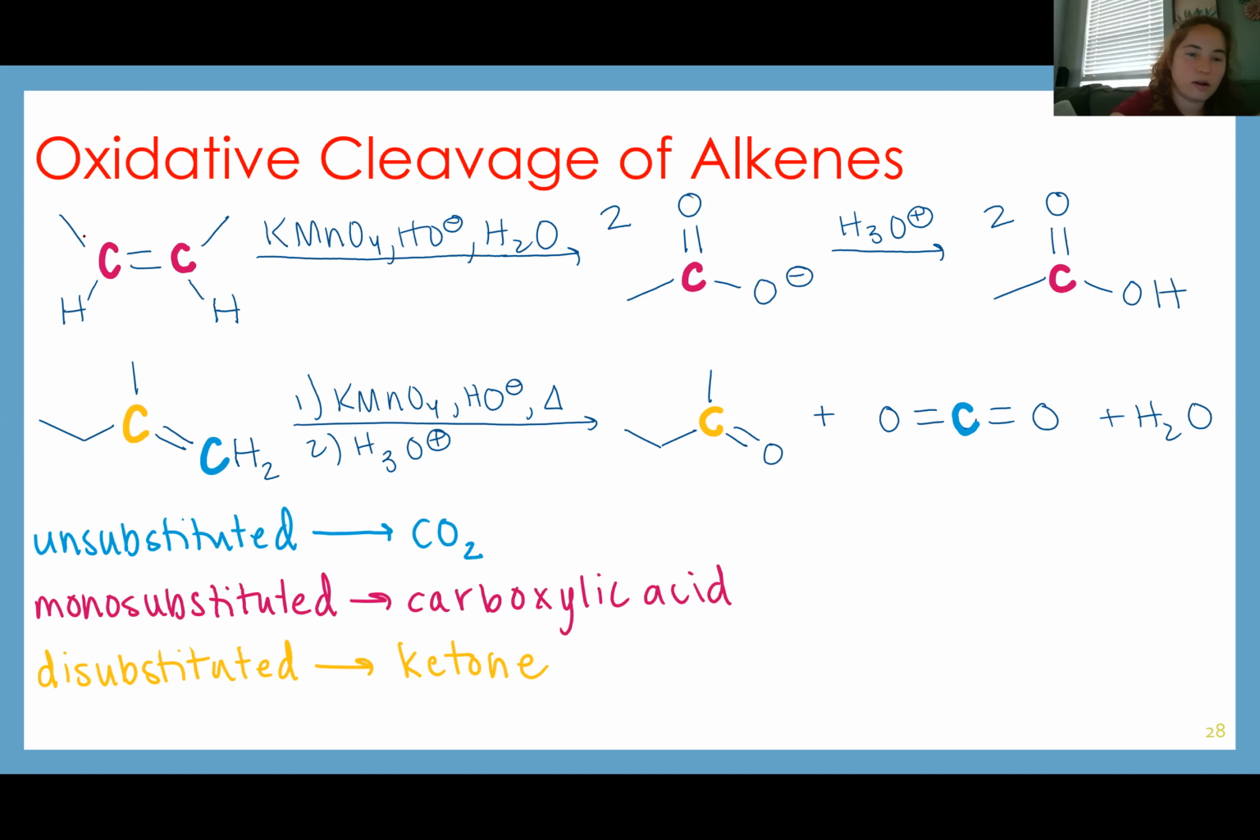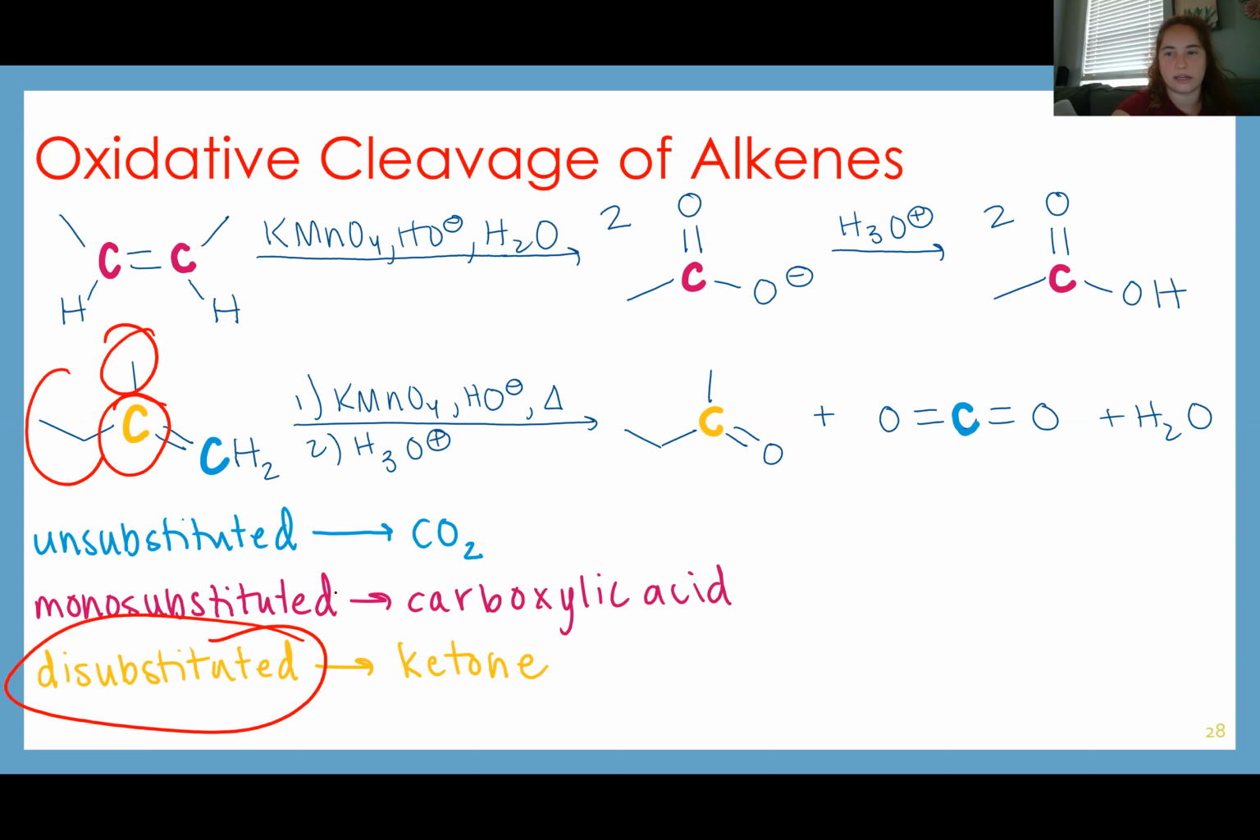If the carbon on the alkene is mono-substituted, meaning it has 1 carbon, it's going to make a carboxylic acid. If it's unsubstituted, note how there are no carbons attached to this carbon other than the other part of the alkene, which does not count, you will end up creating an equivalent of carbon dioxide from that carbon. If it's disubstituted, such as this one, meaning it has 2 carbon groups attached to it, you will end up making a ketone.